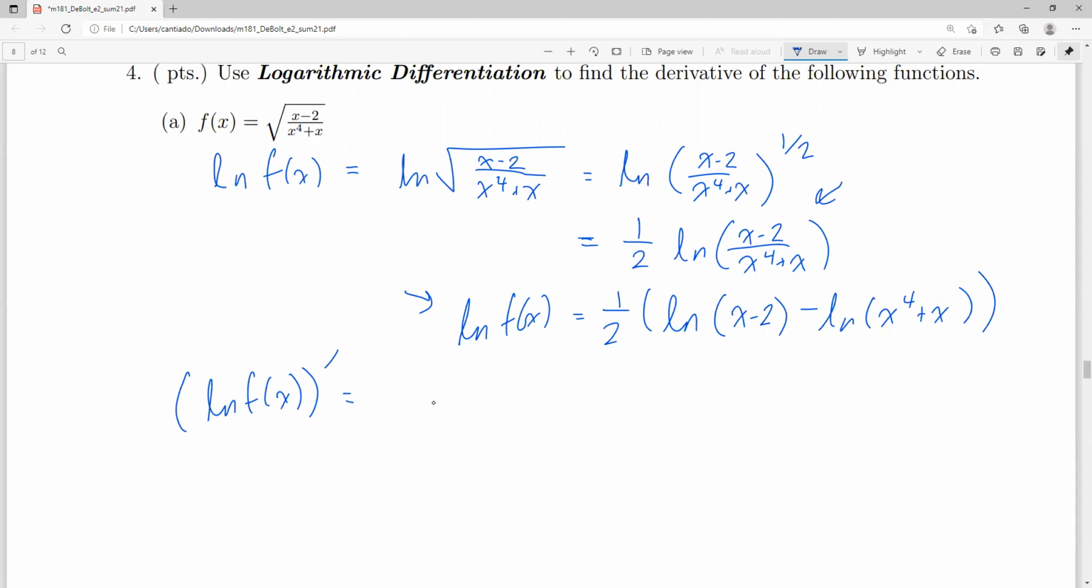Yeah, that might have been completely pointless, because we'll see if that was completely pointless. If I take the derivative of ln of f of x, if we remember our natural log rules, that'll be 1 over f of x times f prime of x.